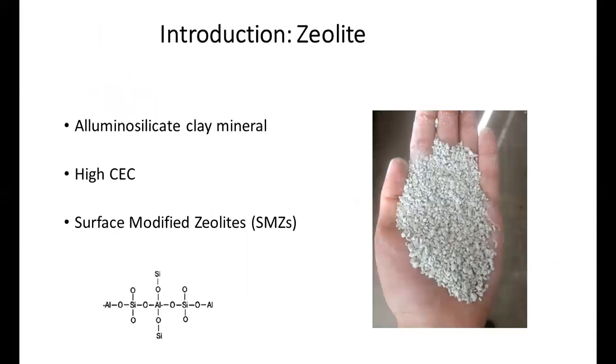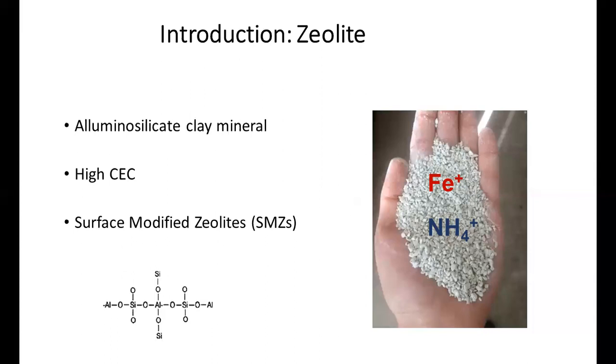Okay, third, zeolite. Zeolite is an aluminosilicate clay mineral. They have a high cation exchange capacity, meaning they have the ability to easily exchange cations such as iron and ammonium. Even though they are able to exchange cations easily, they have a very low affinity for anions. This has led to the creation of surface modified zeolites. Surface modified zeolites thus far have only been tested in a lab environment.